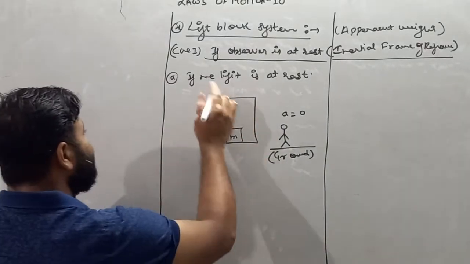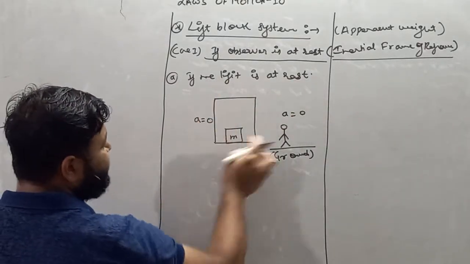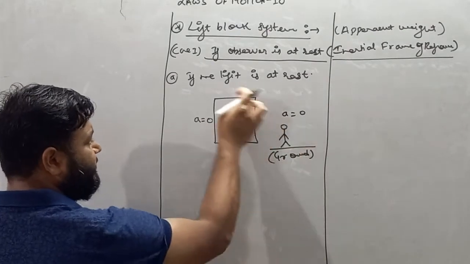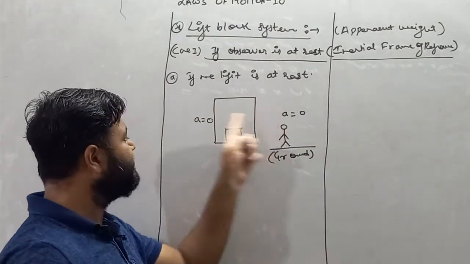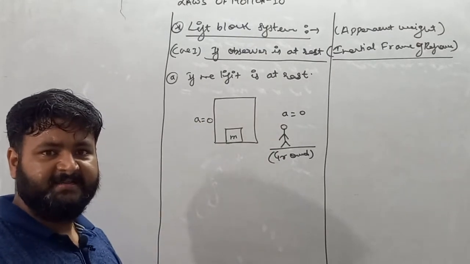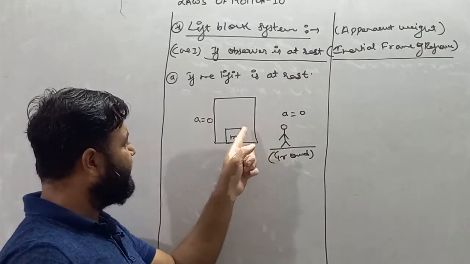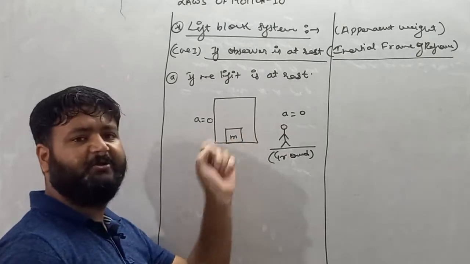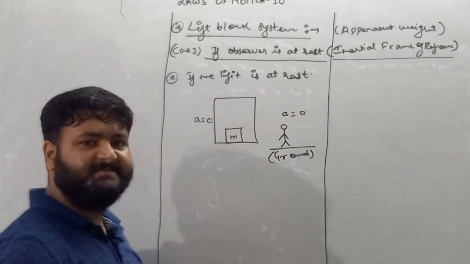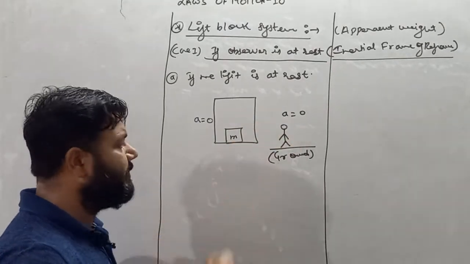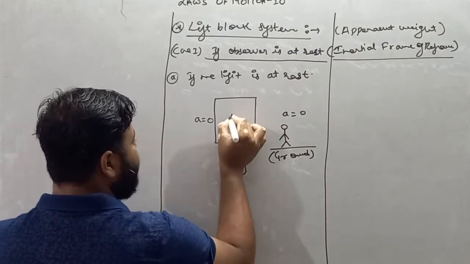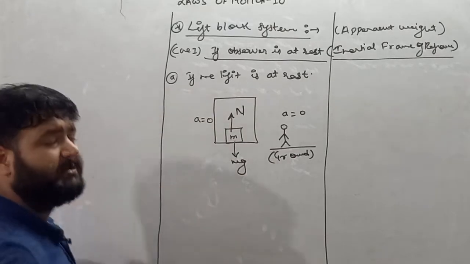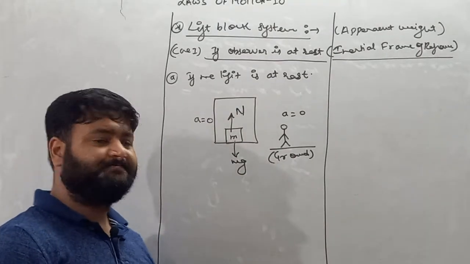Now case first is if the lift is at rest. So if the observer sees the lift, then the observer says the lift is at rest. If the lift is at rest, then the block which is present on the lift also becomes at rest. So in this situation, the observer makes the FBD. Vertically downward it is mg, and in the upward direction there is a force called the normal reaction force.